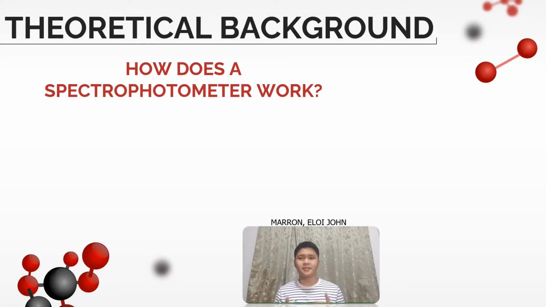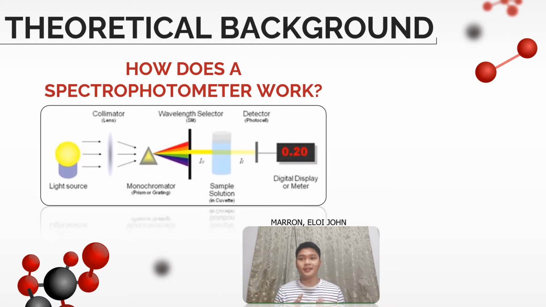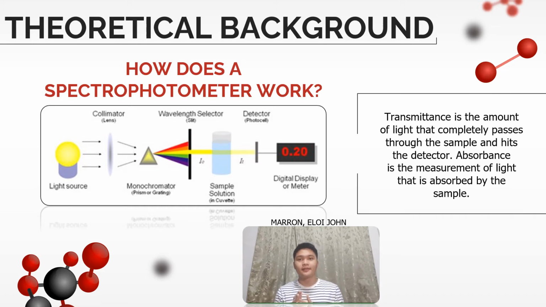So, how does a spectrophotometer work? As we can see in this image, first, a light strikes the diffraction grating, which acts like a prism and separates the light into its component wavelengths. The grating can be rotated so that only a specific wavelength of light reaches the exit slit. The light will then interact with the sample, and the detector measures the transmittance and absorbance of the sample. The detector senses the light being transmitted through the sample and converts this information into the digital display or meter.